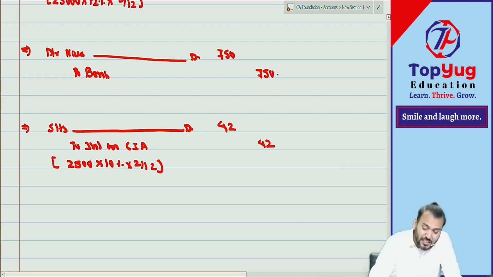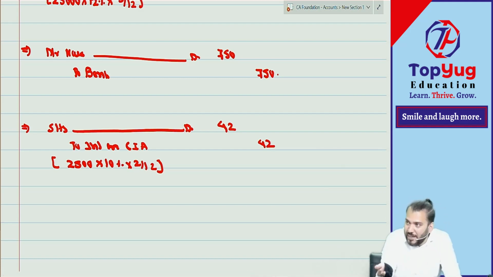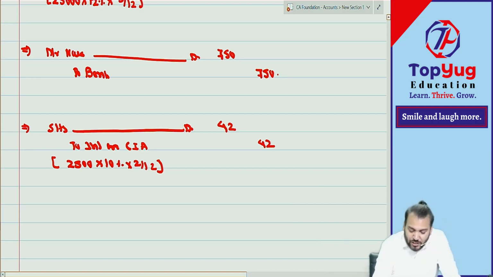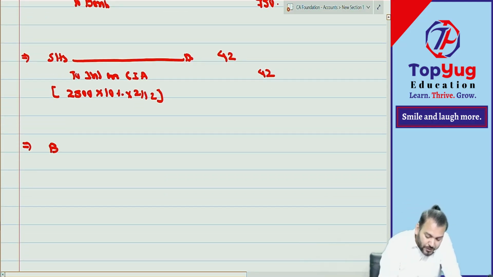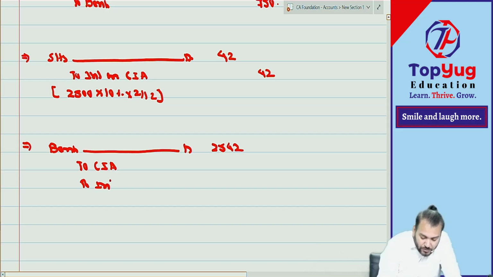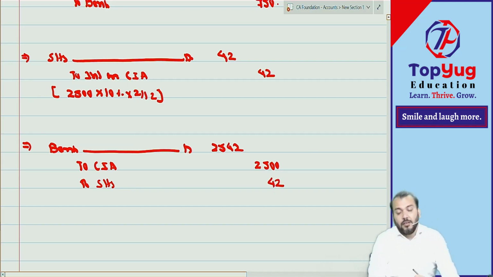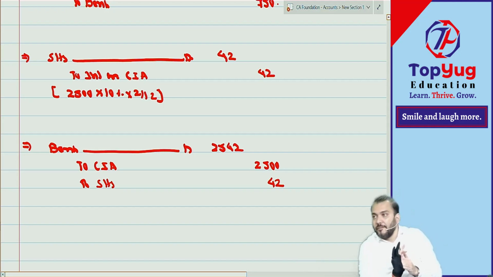Correct. Now, this amount along with the call amount will be paid, so we will pass a compound journal entry. So what journal entry will we do? Bank account. So how much will it receive? 2,542 rupees. Correct. To calls in arrear, to interest on calls in arrear. Now it will be 2,500. Sorry, better write shareholders. To shareholders 42. This journal entry will be done. Have you understood? Simple.